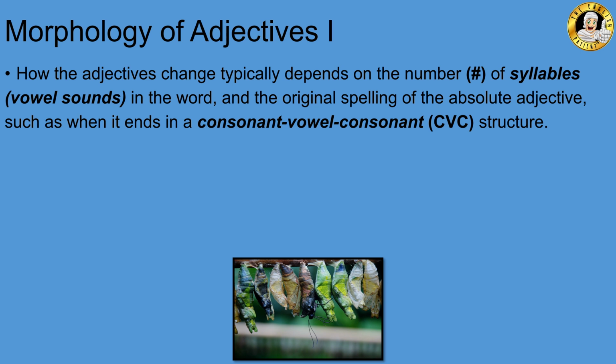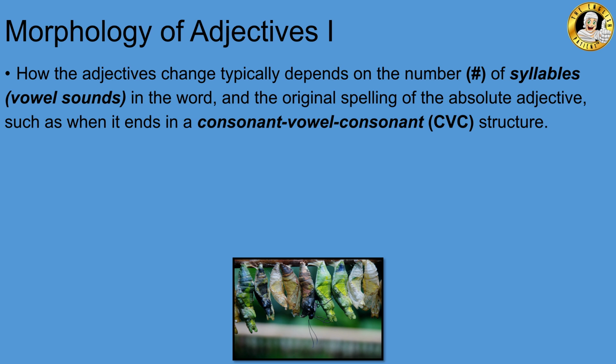Now, how the adjectives change typically depends on the number of syllables. So what is a syllable? A syllable is a vowel sound. For example, the word interesting has 4 syllables, 4 vowel sounds in that particular word.